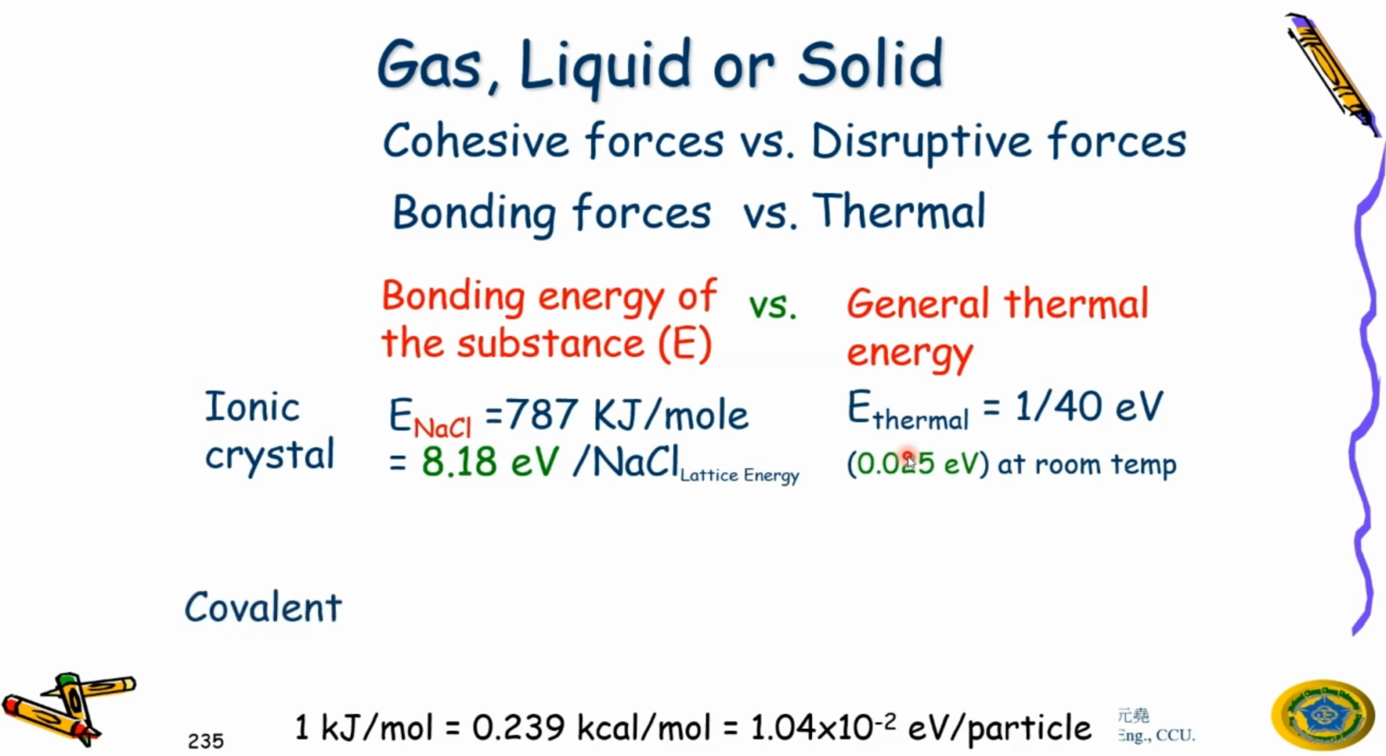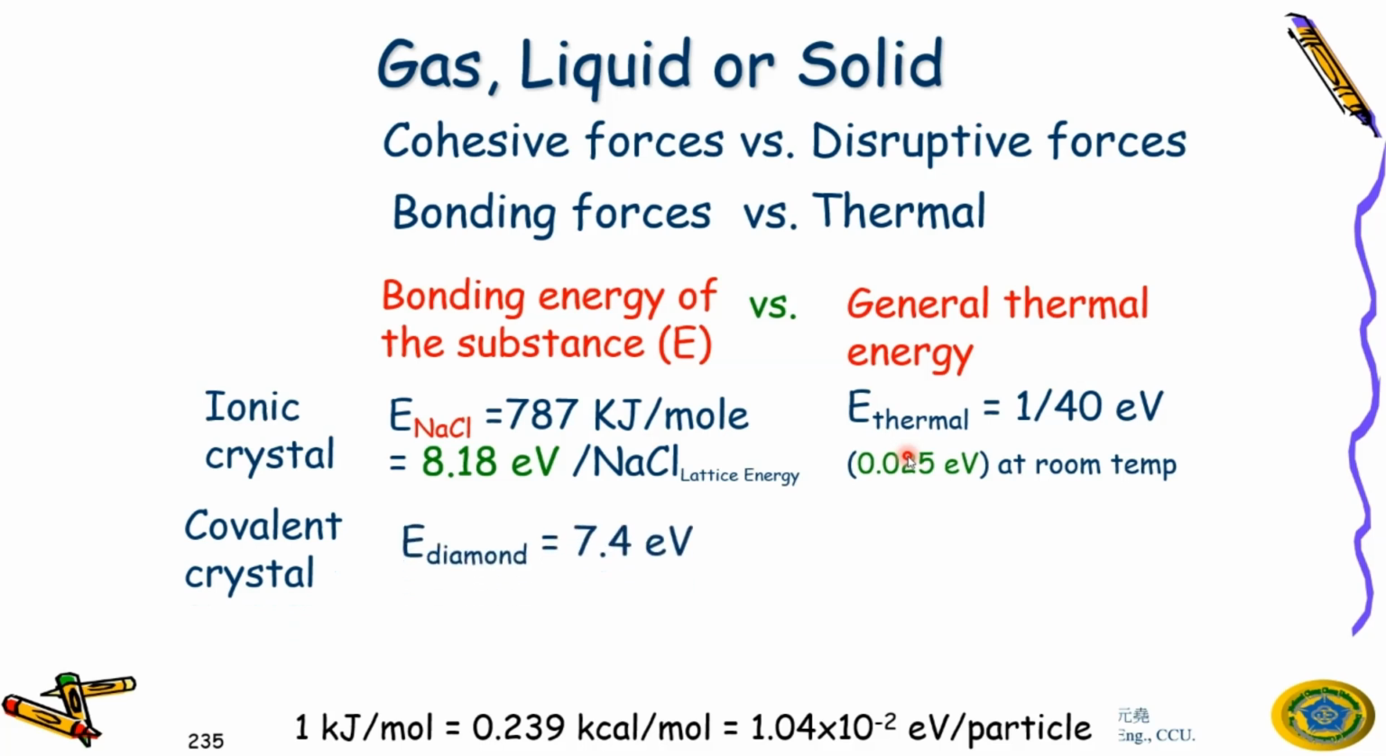How about covalent crystals? Another example is diamond. Diamond is 7.4 electron volts. Of course, temperature is not enough to break it. How about molecular compounds?